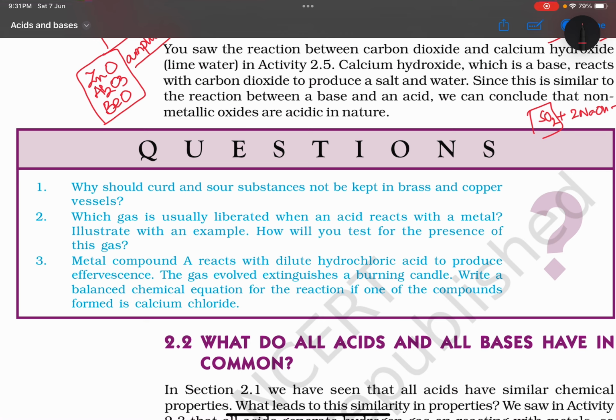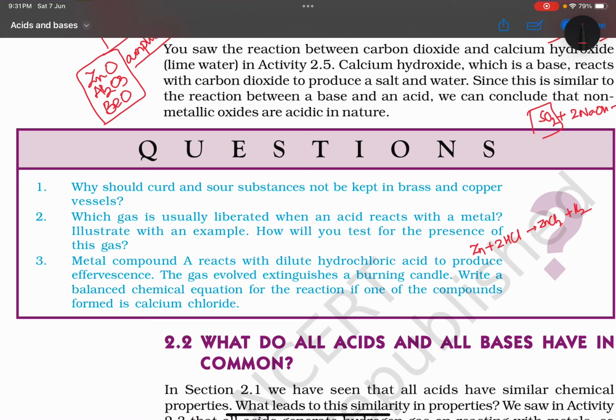Which gas is usually liberated when an acid reacts with a metal? Hydrogen gas. We'll illustrate with an example. It is asking for a metal. Metal I am taking here, zinc. No other example. Very simple. ZnCl2 plus H2. Aluminum also you can take. Sodium also you can take. Potassium you can take. Magnesium you can take. Calcium you can take. How will you test for the presence of this gas? Hydrogen gas. When this gas is sent into soap solution, bubbles will be formed. When you bring a candle to those bubbles, you get a pop, pop, pop sound.